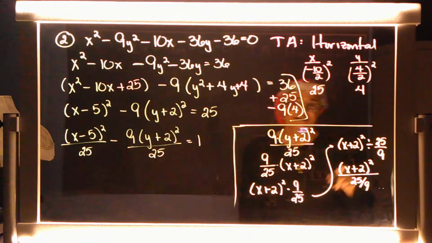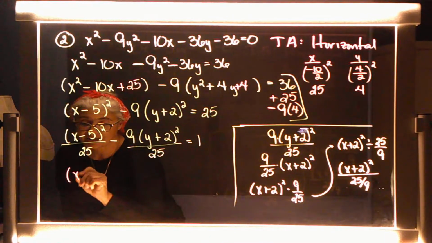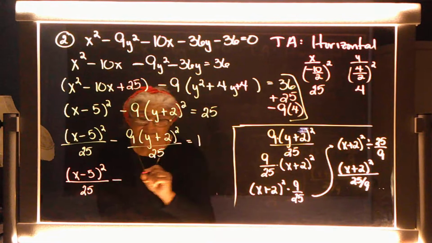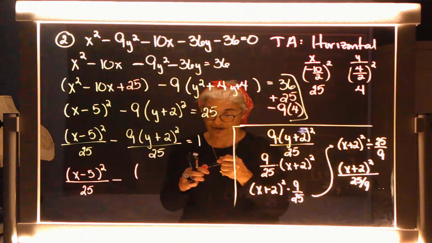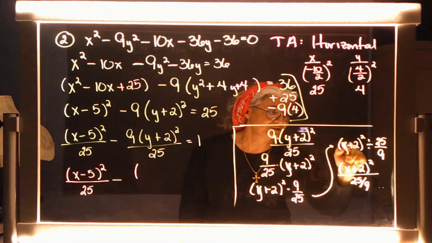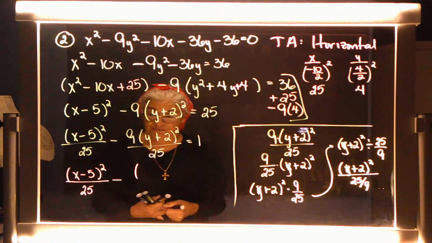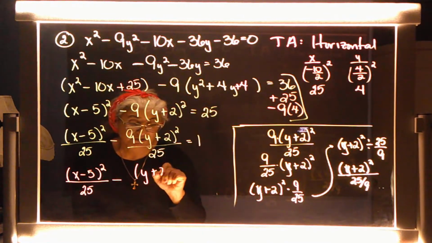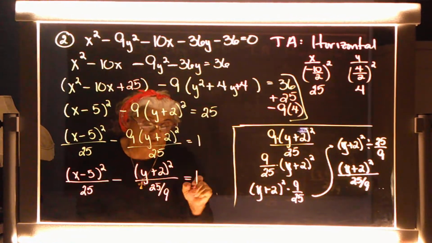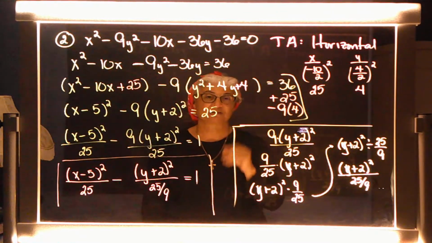So, this is how the second fraction actually looks. I have x minus 5 squared over 25, minus y plus 2. Sorry, somehow I changed that y to x's. Sorry about that. See, this is why I need you guys doing it with me. These are all y's. My fault. See how used to x's we get? Okay. Y plus 2 squared over 25 ninths equals 1. Here is the standard form of the hyperbola that we're going to be working with.